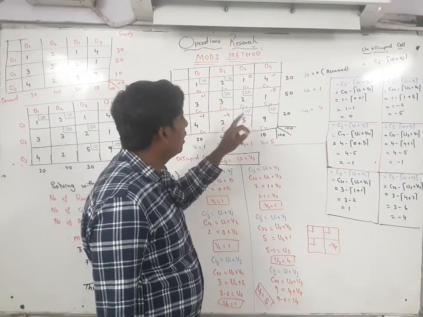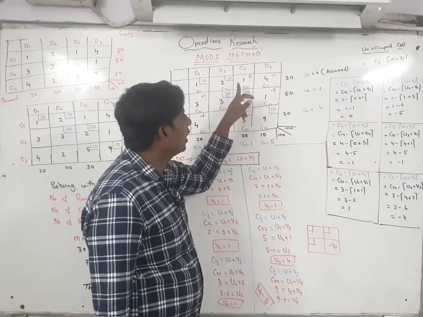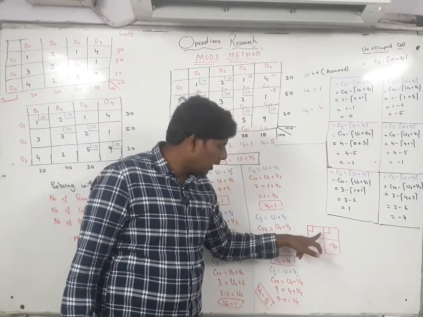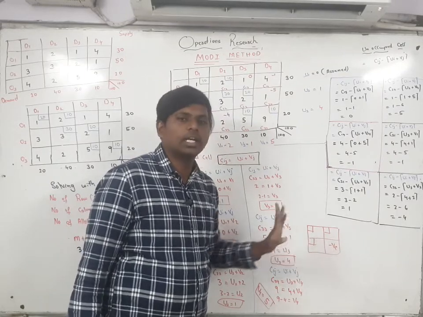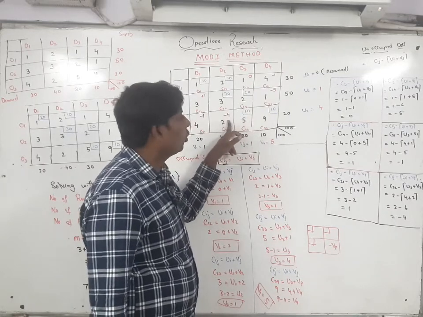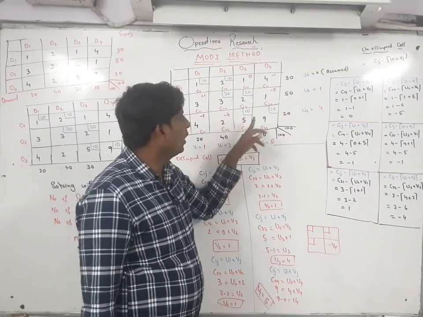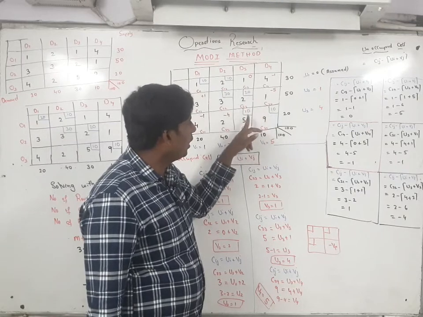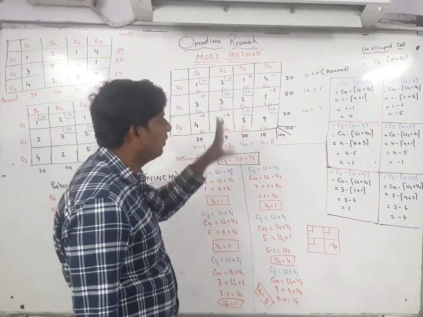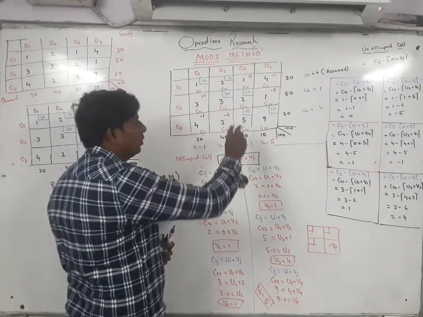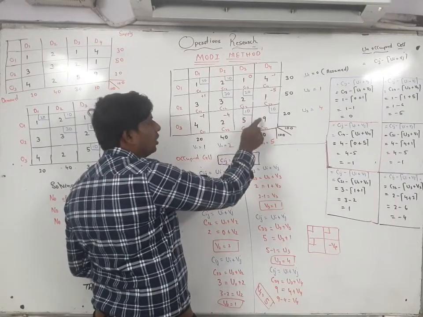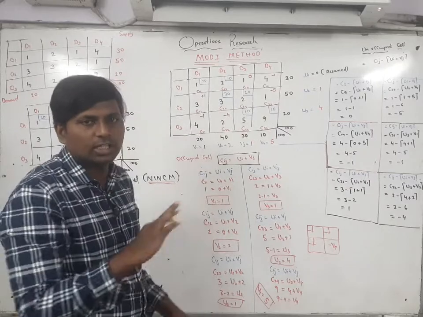What is your condition? Occupied, occupied, occupied, unoccupied, negative. So as you can see here, you can take this one, and here also occupied, occupied, occupied, unoccupied, negative is there. So you can take this combination of these 4 cells or these 4 cells. 1, 2, 3, 4, 1, 2, 3, 4. It's up to you. You can take any combination.